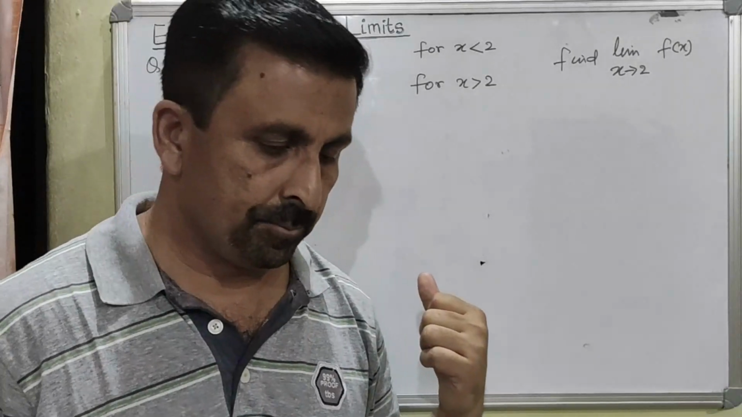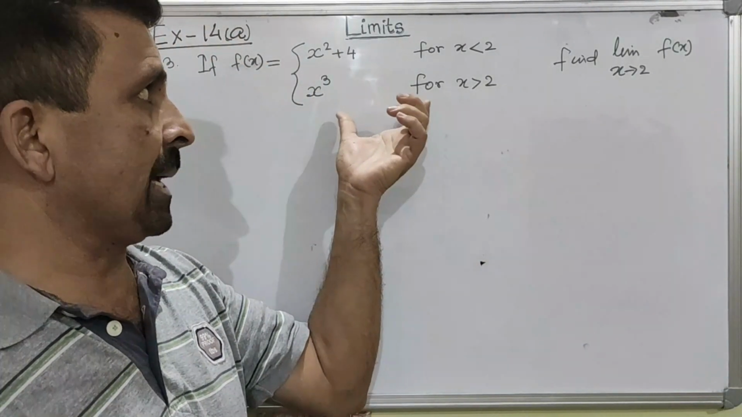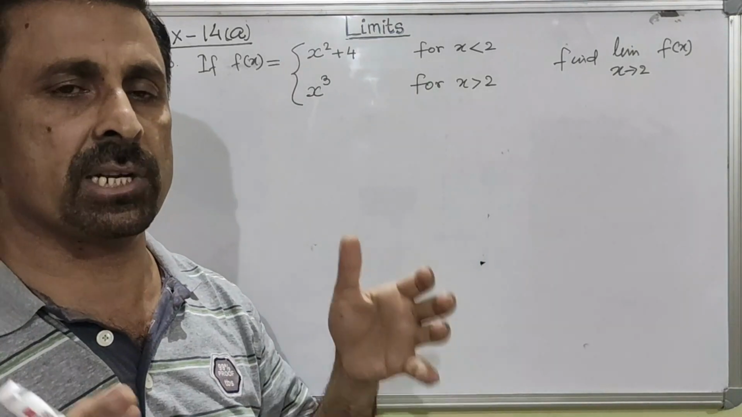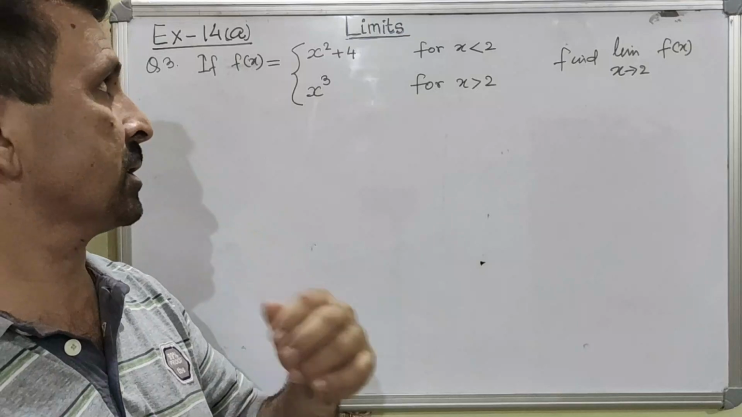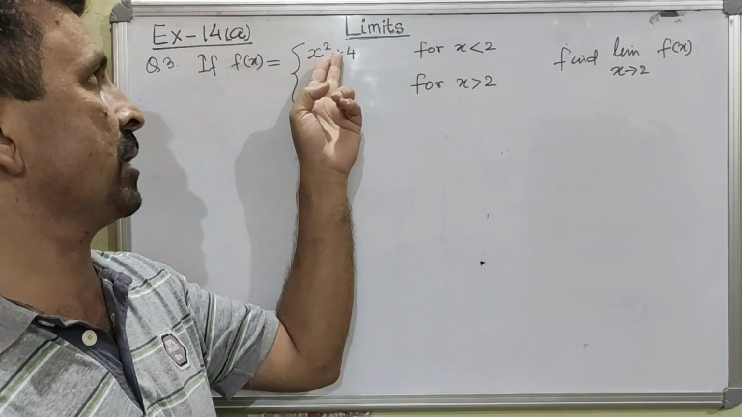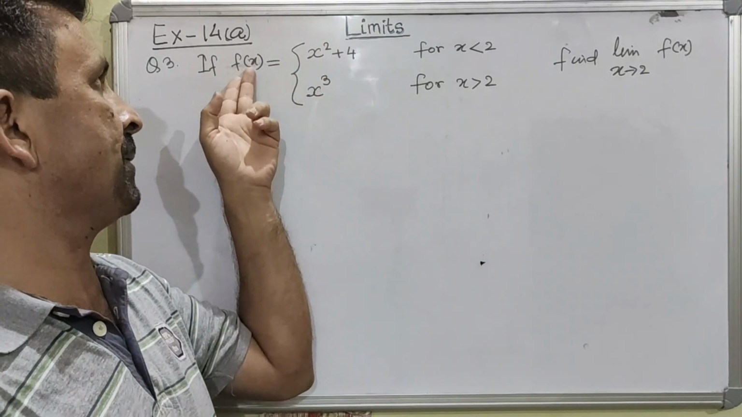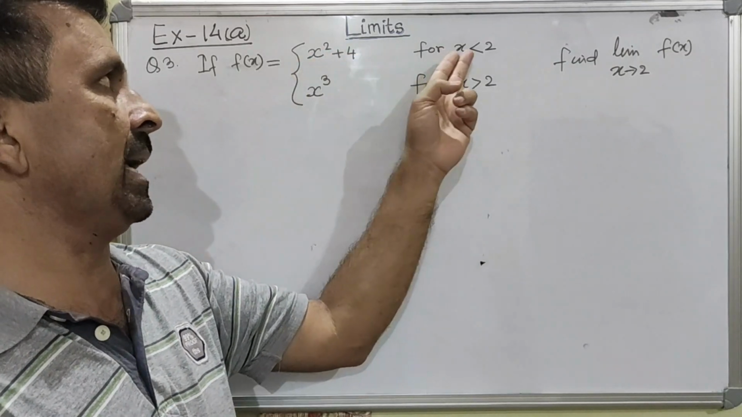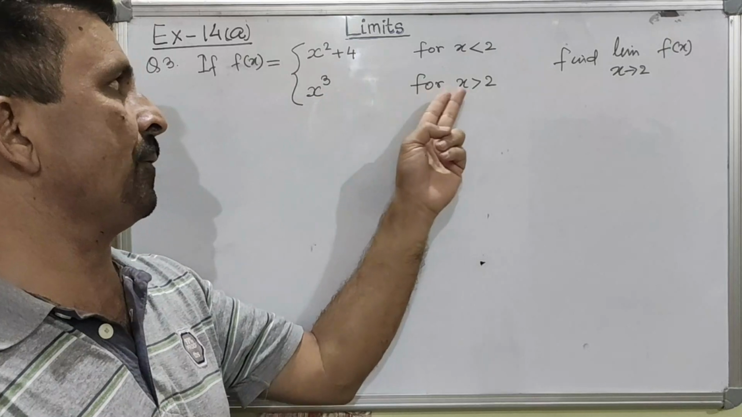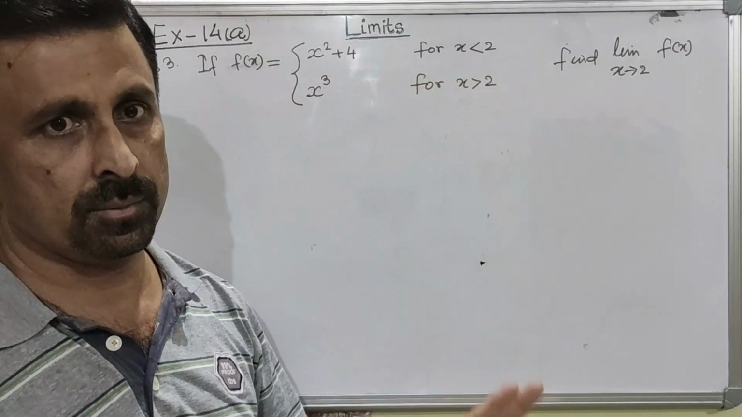Question number 3. This type of question is called a multifunctional question, because there are two functions given to you. f(x) is equal to x square plus 4, and the other function is f(x) is equal to x cube, where for the first the value of x is given as less than 2, and for the second the value of x is given as greater than 2.